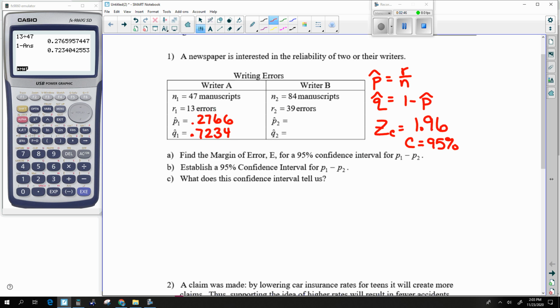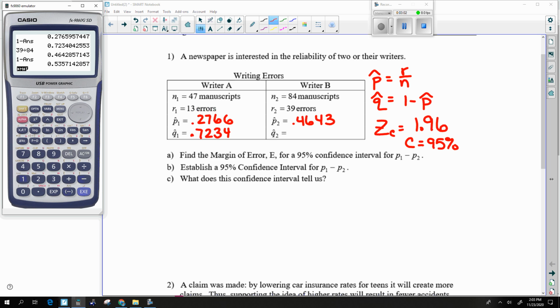All right, going to the p hat, q hat of 2, the r is 39 and the n is 84. So the p hat of that one is .4643. And the q hat, again, 1 minus p hat, is going to be .5357. Okay, off and running.